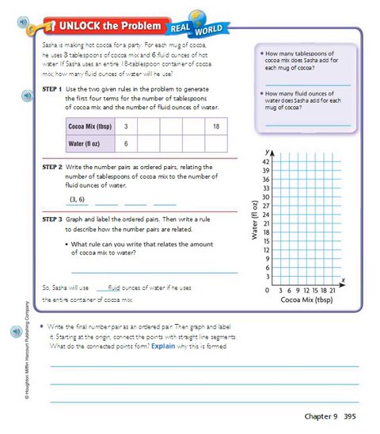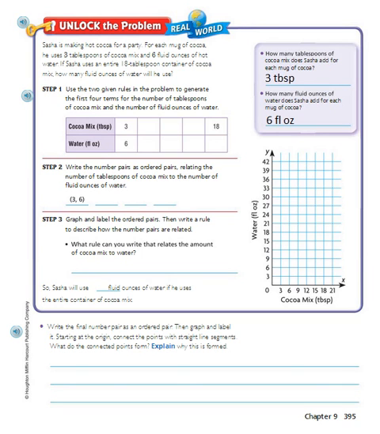Let's look at the questions on the right. It asks, how many tablespoons of cocoa mix does Sasha add for each mug of cocoa? If you look back at the problem, it says that Sasha adds 3 tablespoons of cocoa mix. The next question asks, how many fluid ounces of water does Sasha add for each mug of cocoa? Again, if you look back at the problem, it says he uses 6 fluid ounces of water.